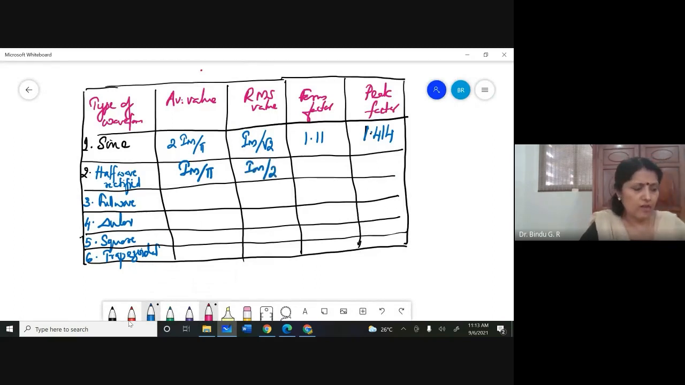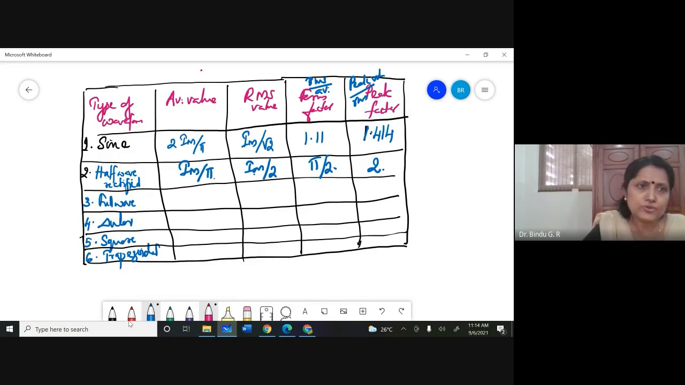So when I find the form factor, form factor is RMS value by average value. That is Im by 2 by Im by pi, you will get pi by 2, because Im and Im get cancelled. What is the peak factor? Peak factor is peak value by RMS value. Peak value is known, it is Im, by RMS value Im by 2, so its value is 2.